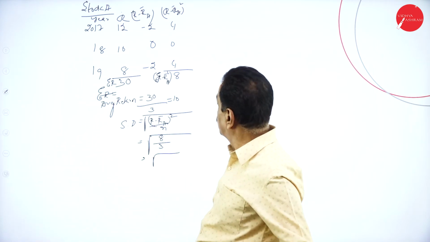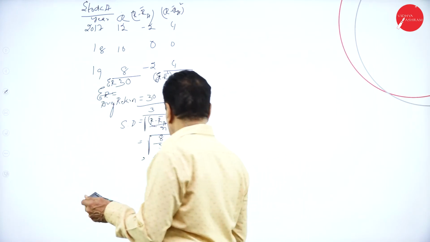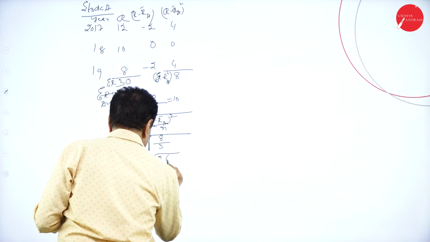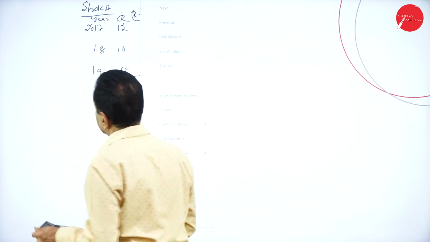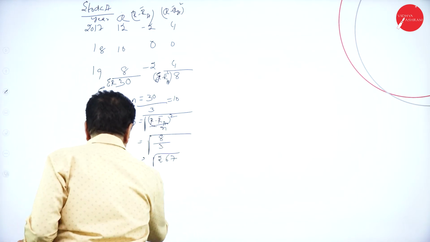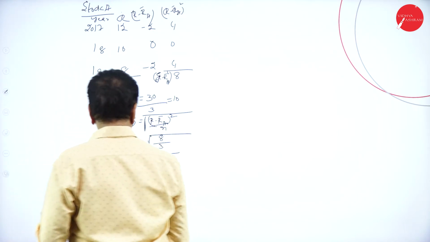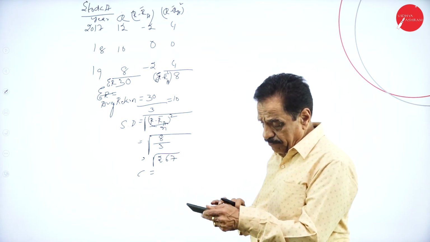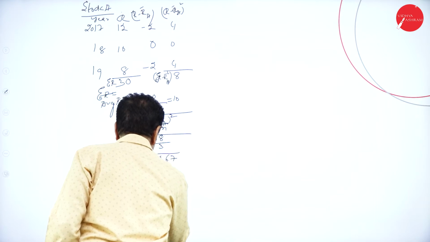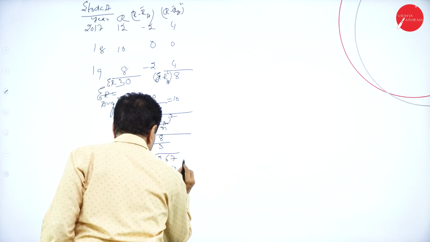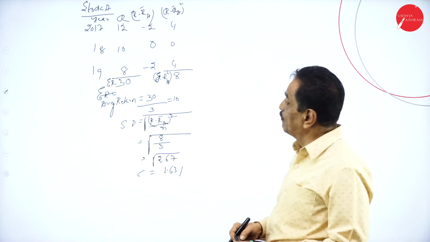8 divided by 3 is 2.67. So standard deviation is equal to the root of 2.67, which is 1.63. This goes in favor of A.